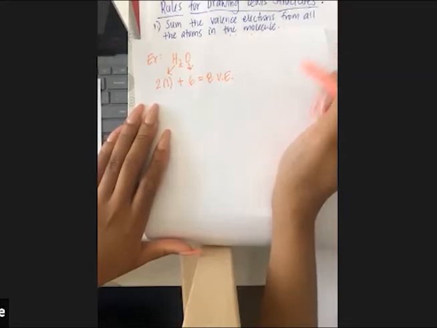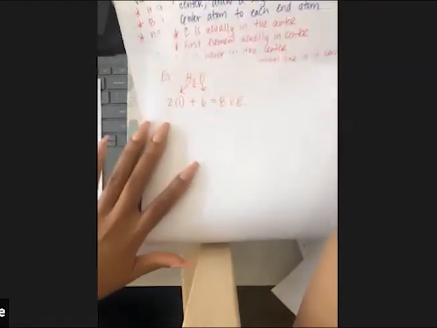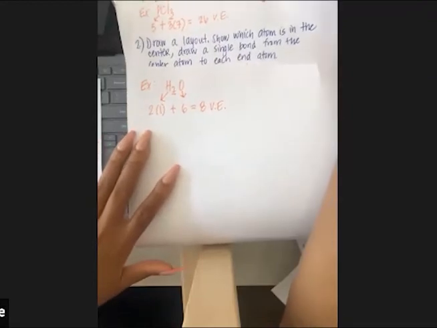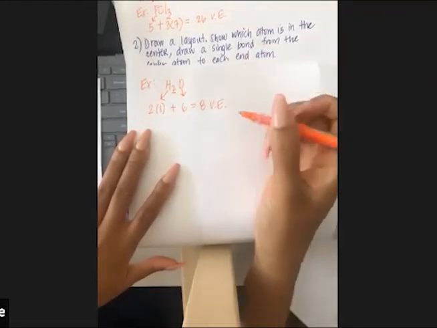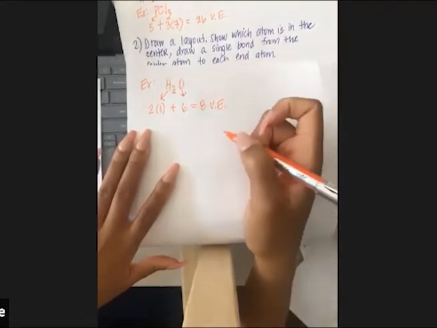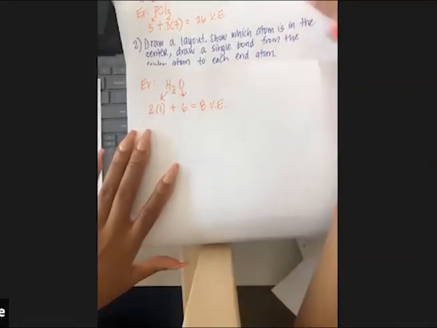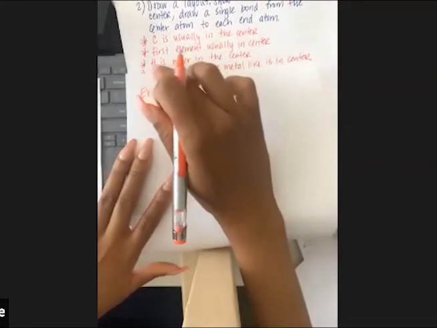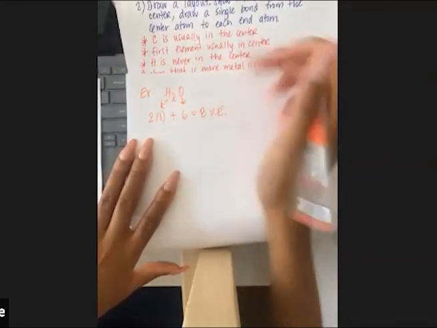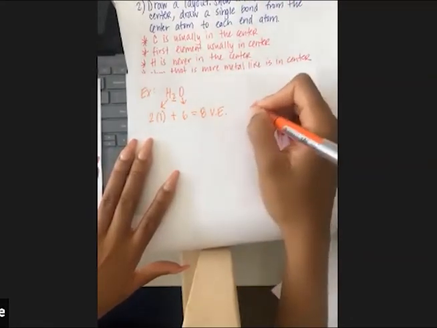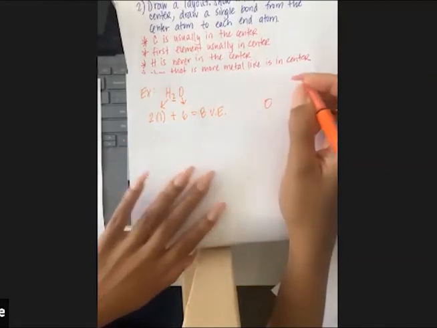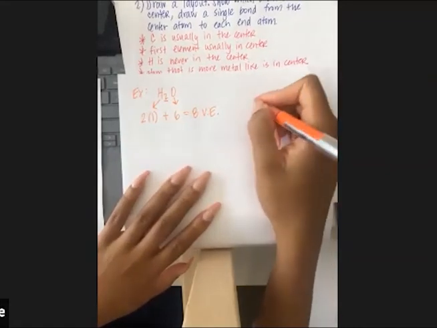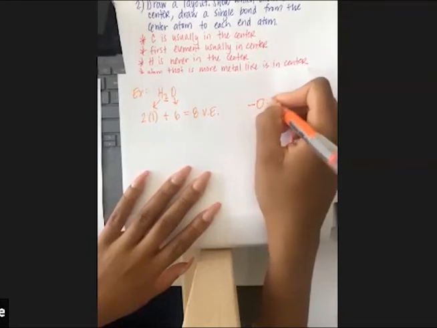Step two says, draw a layout, show which atom is gonna go in the center, and then put a single bond to the other atoms. So in this case, I have hydrogen and oxygen. I'm trying to decide, but a star says hydrogen is never in the center. So that means I'm gonna put my oxygen in the center. And that means hydrogen's gonna be on the end, and I'm gonna draw a single bond to each hydrogen.